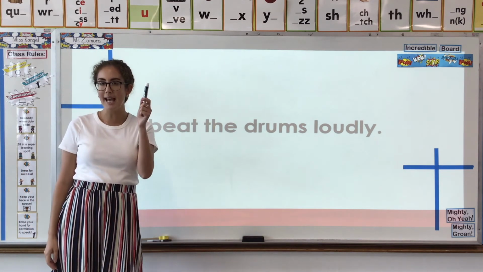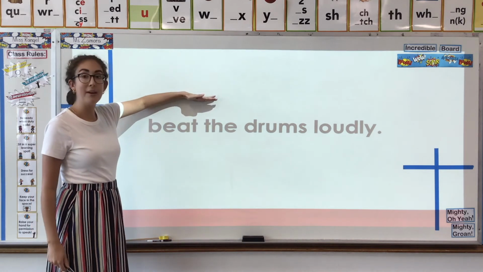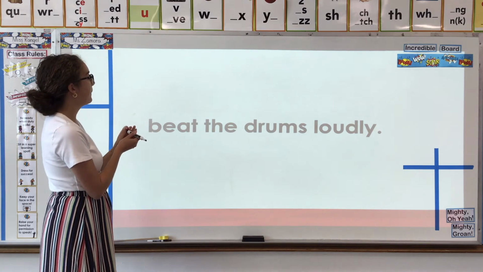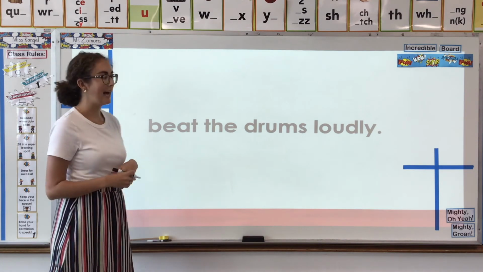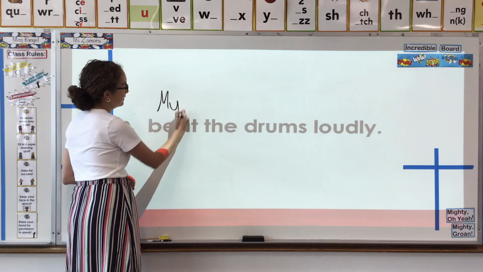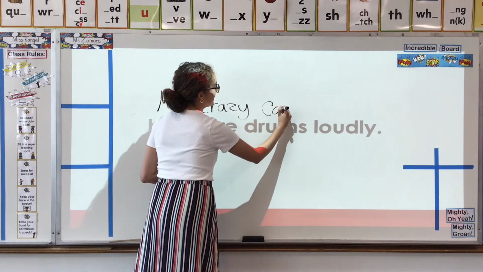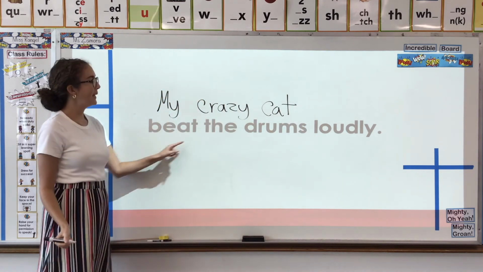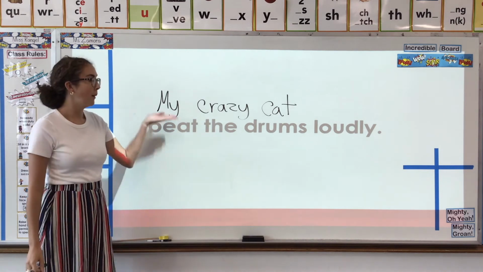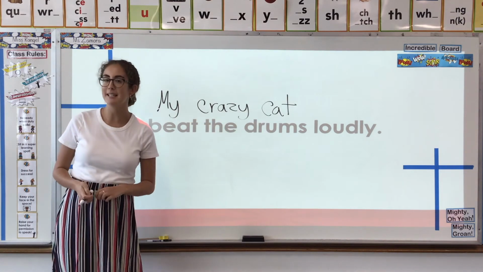So, let's add it. And if we're adding the naming part, we are going to write it before, because that's what starts our sentence. So, who beat the drums loudly? Let's see. My crazy cat beat the drums loudly. So that's who was doing it. My crazy cat. And what they were doing? Beating the drums loudly.